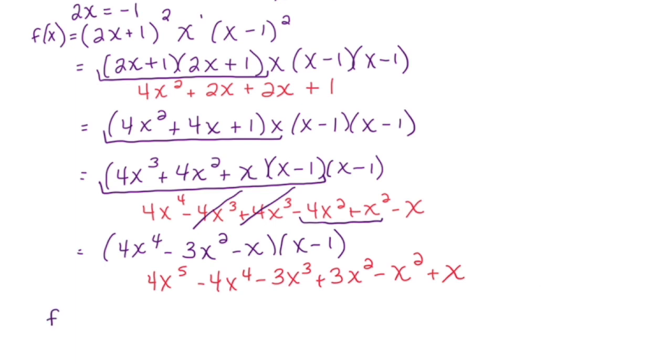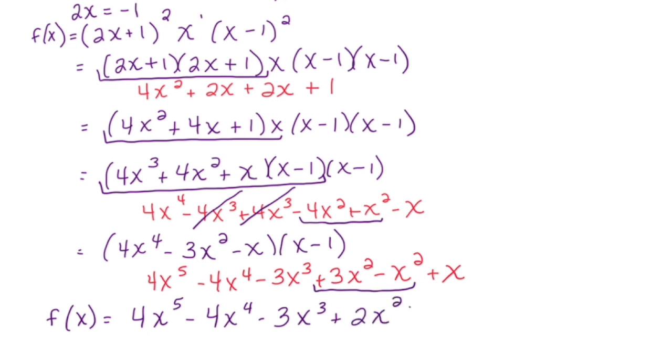For a final function in the 5th power, 4x to the 5th minus 4x to the 4th minus 3x cubed, combining like terms here, plus 2x squared plus x. So we found a polynomial of degree 5 that has the zeros that were listed.